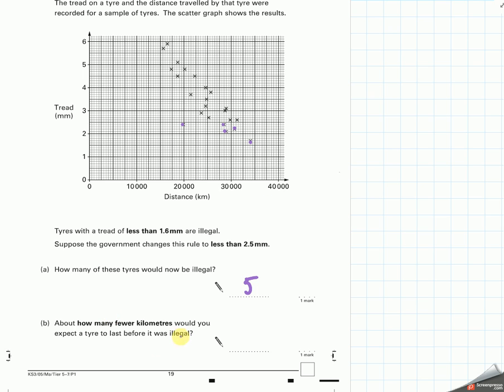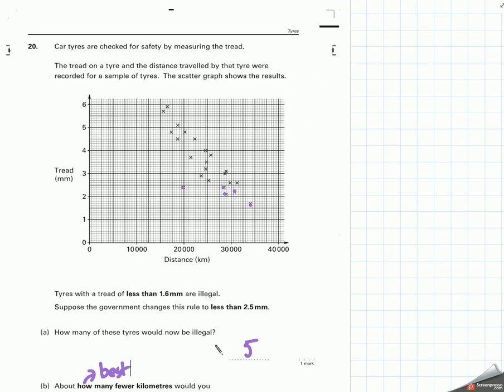How many fewer kilometres would you expect the tyre to last before it is illegal? This is where we need the line of best fit. What you have to look at is the data, and we're still using these data points, and we're trying to find the best line to go through, evenly splitting that data. I'll do that with a draw tool. So if I draw a line down, I think my line of best fit is going to do something like that.